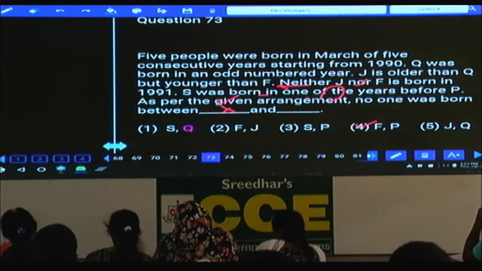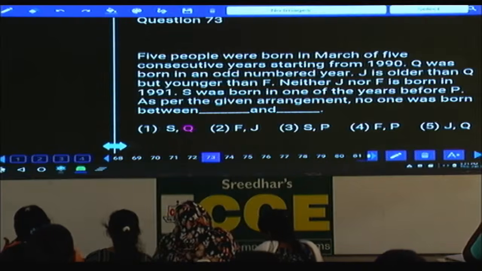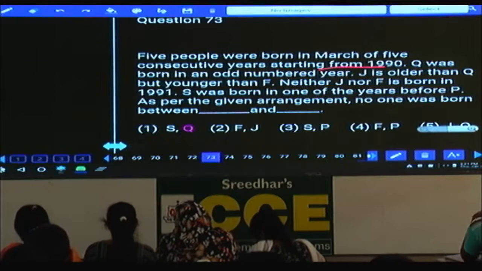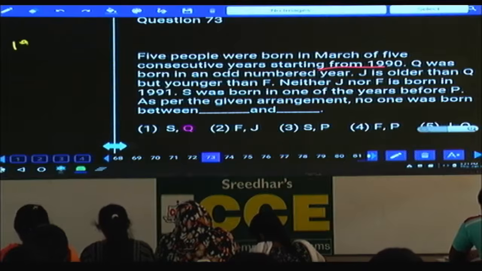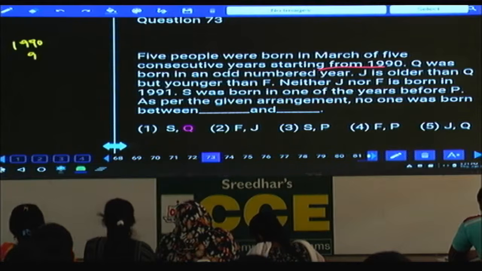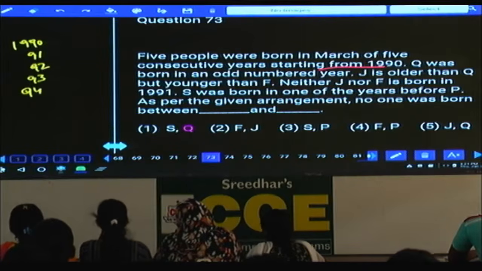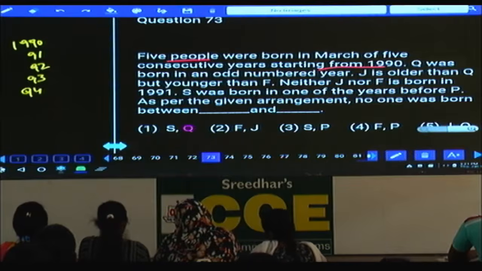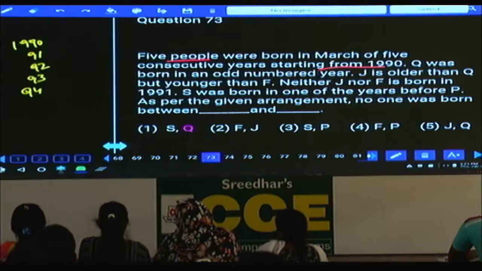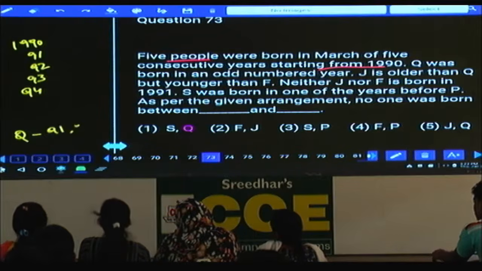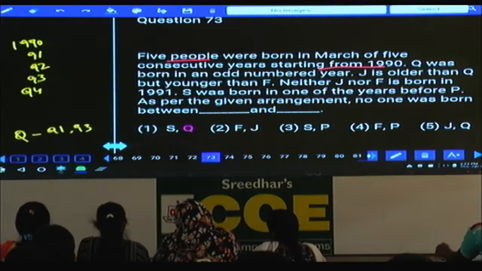Then 73. Now in this 73, 5 people were born in March of 5 consecutive years starting from 1990. Starting from 1990, next one, 91, 92, 93, 94. Now in these 5 years, these 5 persons were born in March. And Q was born in an odd number year. Hence Q can be either 91 or 93. Isn't it? Two possibilities because there are two odd numbers among these, 92, 94.